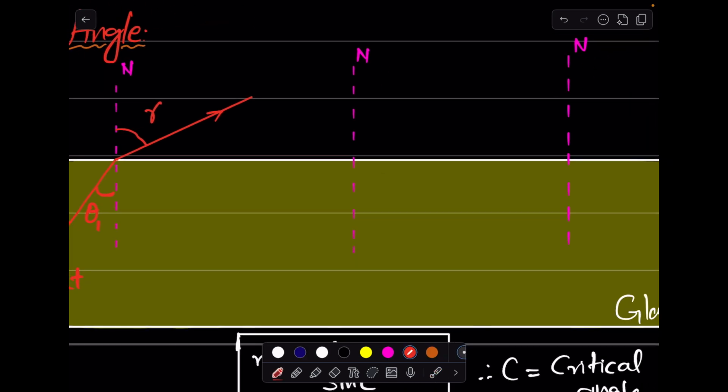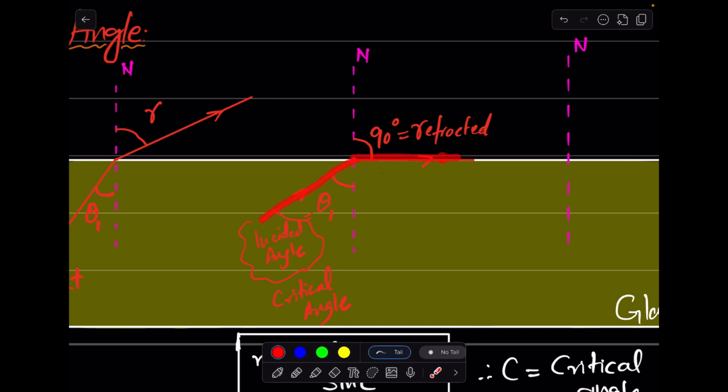So when this happens, let's suppose at some angle of incidence, the ray of light after refraction starts moving parallel to the boundary like this. Now this is theta 1, let's suppose. This is the refracted angle, and you can see this is the 90-degree angle. So the refracted angle is 90. This is the incident angle, and this incident angle is called the critical angle. So we can define the critical angle as the angle of incidence at which the refracted angle is 90 degrees, or the angle at which the ray of light after refraction starts moving parallel to the boundary.